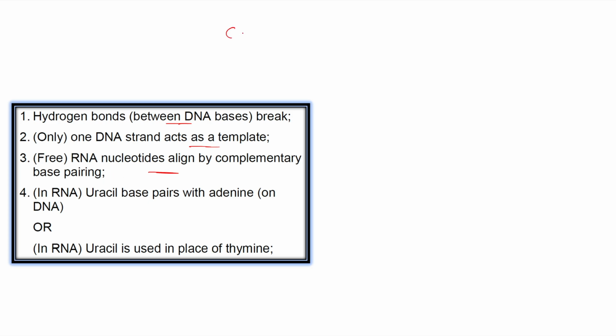Obviously, that's a complementary base pairing. That means C will always pair with G, and A will always pair with T, which in case of RNA is called uracil or U. Number 4, in RNA, uracil base pairs with adenine on DNA.